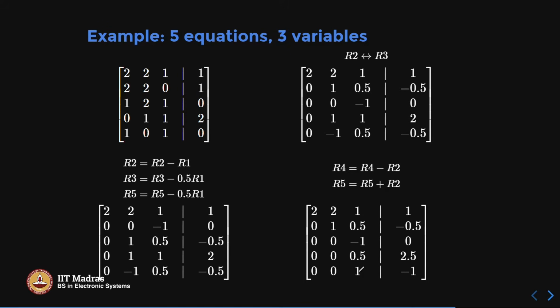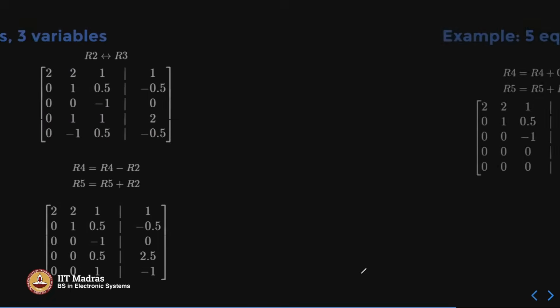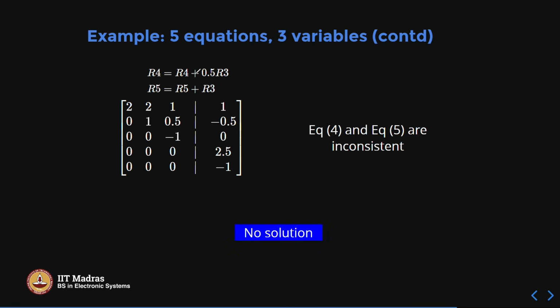Okay, so at this point, just mechanically do the elimination. Don't think about what it means in terms of equations or not. Just mechanically do the elimination. So below this, I'm going to make these guys 0. And that is just R4 is R4 plus 0.5 R3, R5 is R5 plus R3. So below this pivot also, I've made it 0.